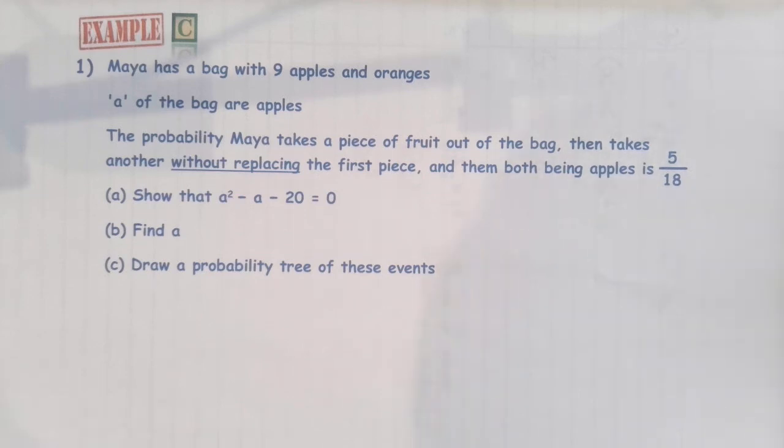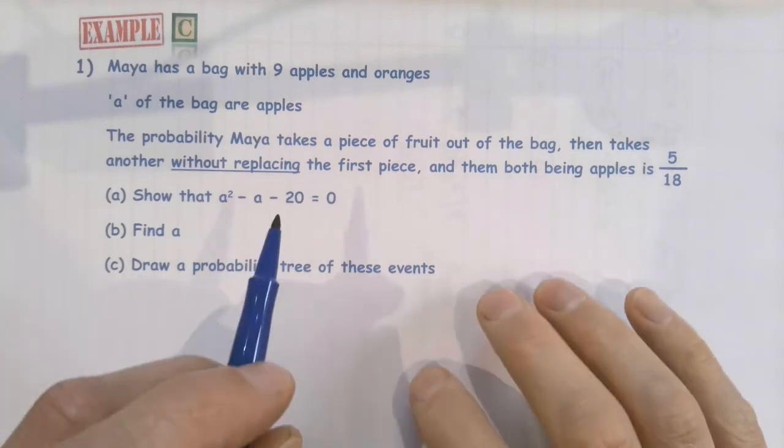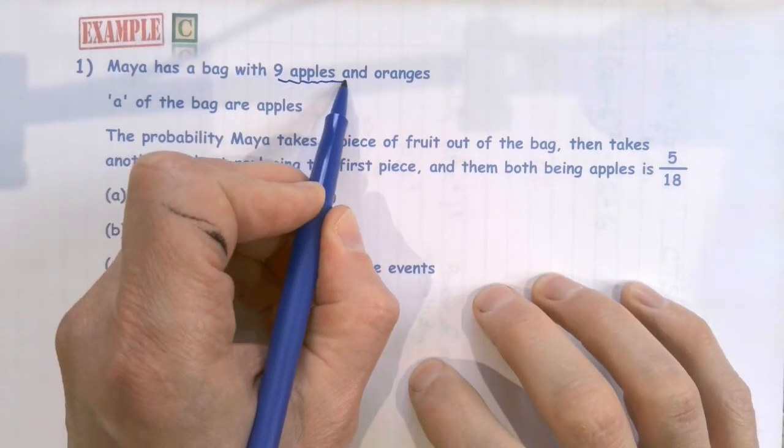We're going to do some more YouTube examples. So I've got an example here of probability trees, conditional probability trees involving algebra. So we've got Maya. She's got a bag with 9 apples and oranges. Okay, so there we go. We know there's 9 apples and oranges.